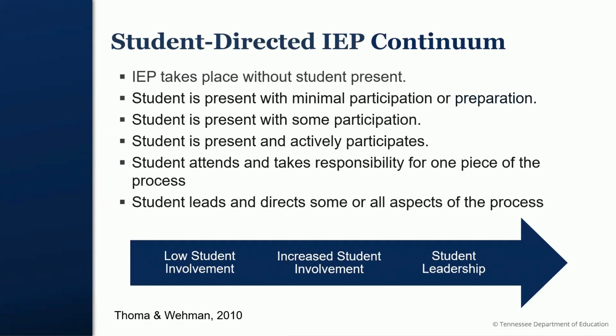Additionally, Smart Art was used to create a supporting image that just reinforces the content that has already been added in the bullets. So for example, the bullets show how a student can go from not being included in their IEP at all to leading all aspects of the process. The visual shows an arrow pointing from left to right that has text that says low student involvement, increased student involvement, and student leadership. The reference for this information was included at the bottom.